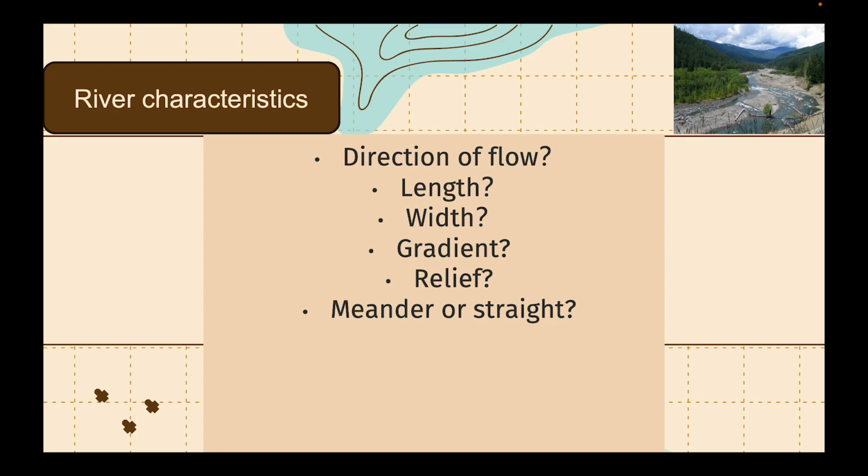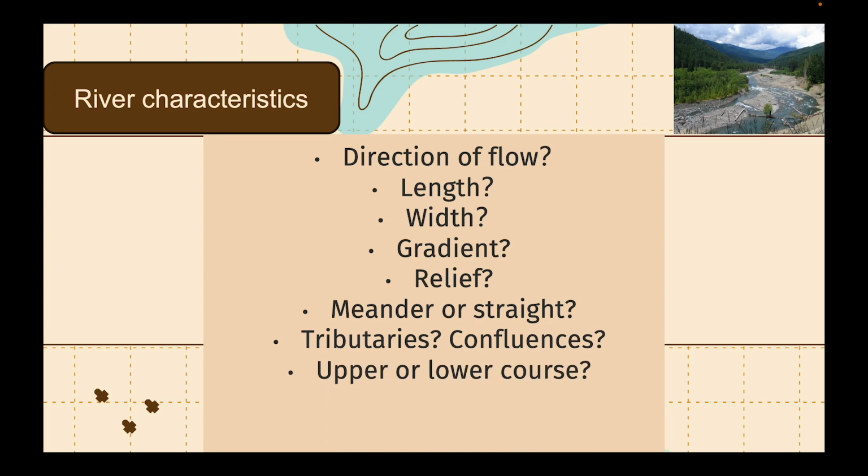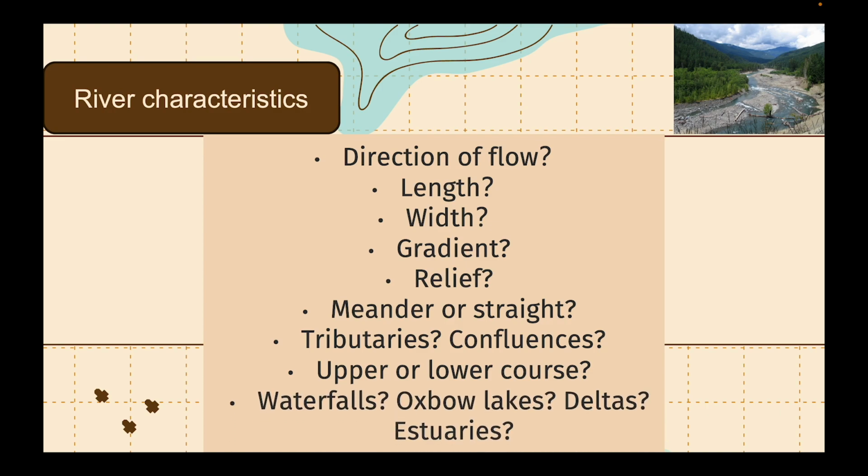Again, what's the shape of the river? Does it meander or is it a straight pattern? Usually if it's in the upper course of a river, you would have tributaries and confluences compared to the lower course, where you would likely see more depositional features such as oxbow lakes, deltas, certainly estuaries as well. And if it's in the upper course, erosional features such as waterfalls, for example, would be easily identifiable. So just remember these different aspects in terms of rivers.